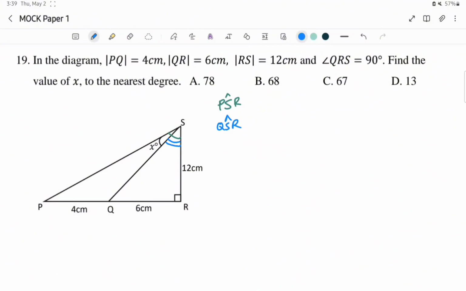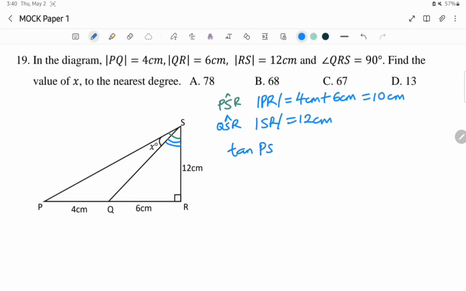So how can we find the value of angle PSR? Well, we have the adjacent and the opposite side. The opposite side to this angle PSR is side PR, and that's the sum of 4 centimeters and 6 centimeters. That's 10 centimeters. Then we have the adjacent side, which is SR, to be 12 centimeters. So since we have the opposite and the adjacent side, we are going to use tan. So tan PSR is equal to opposite, which is 10 centimeters, all over adjacent, which is 12 centimeters.